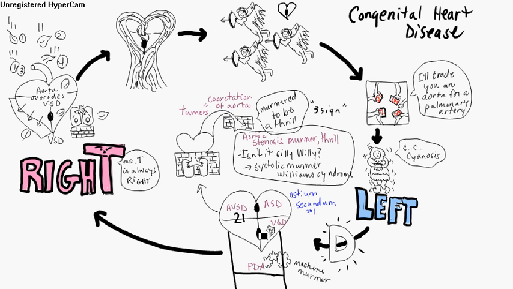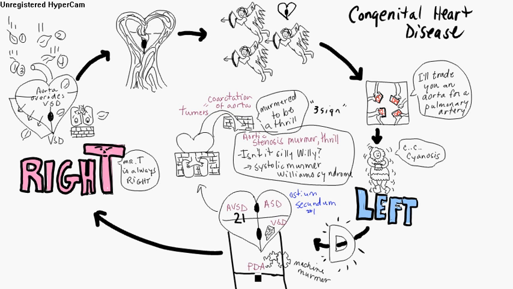ASD is an abnormal opening of the atrial septum. This is not a patent foramen ovale, which does not allow the mixing of blood. So ASD does allow mixing of blood. VSD is the most common congenital cardiac anomaly. You get a Swiss cheese septum. There's lots of holes.